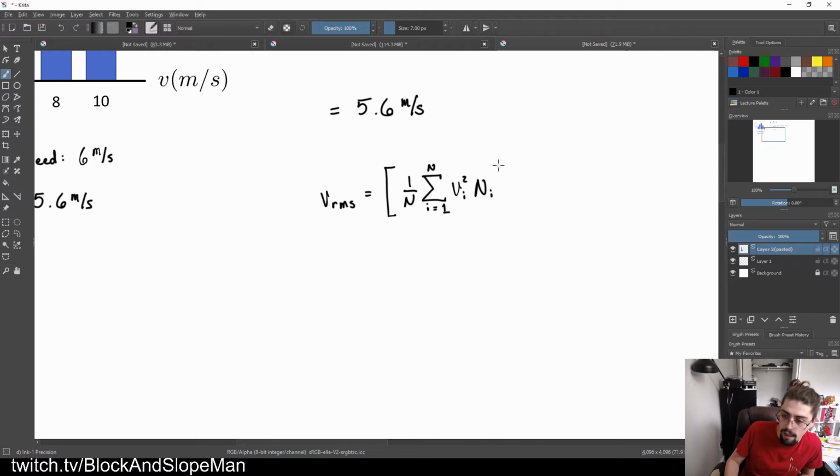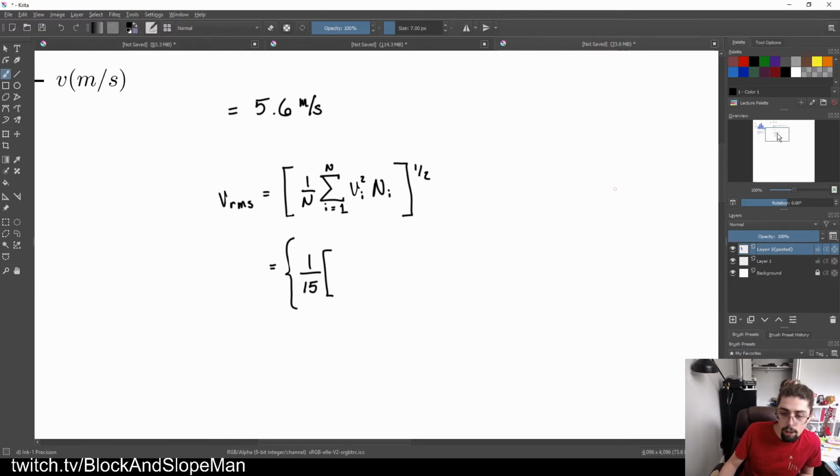And the number of particles at that particular speed, and then at the very end, we'll take the square root of that. So I'm going to start this with a bunch of really big curly brackets, and then I'm going to have my 1 over 15 particles. Then I'm going to have my square brackets. And I'm going to go in the same order, so it's going to be a little bit reversed. But just as before, I say, okay, well, I had 2 particles at 2 meters per second, and that gets squared. And then I have 4 particles at 4 meters per second, and that gets squared.